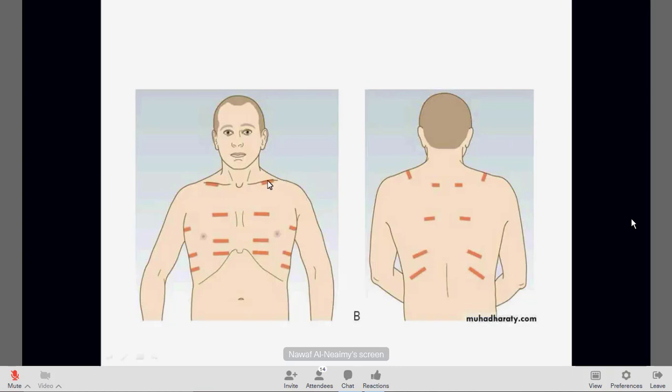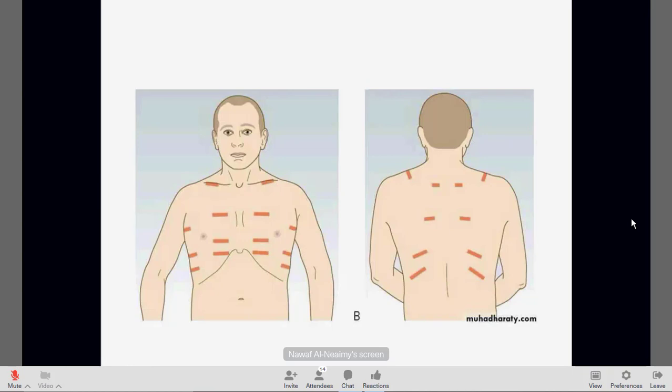فلما أبدي مثلا from the front راح أبدي in fact I will percuss over the apices of the lungs. The supraclavicular fossa اللي هي بالضبط هاي مكاناتهم. I will percuss the apices of the lungs. Then I will come to percuss over the clavicle. Percussion over the clavicle can be done directly.